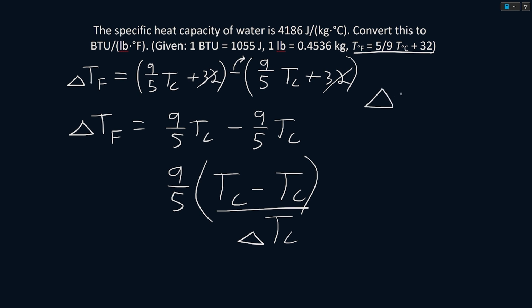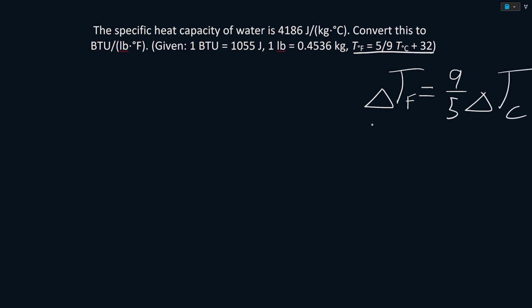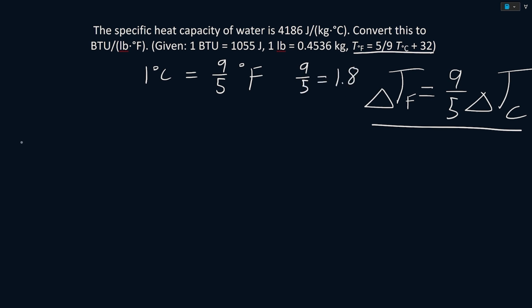Now we can say that a change in temperature in Fahrenheit is equal to 9/5 times a change in temperature in Celsius. This shows us that a 1 degree change in Celsius is equal to a 9/5 degree change in Fahrenheit. And 9/5 is equal to 1.8. Now we can do our conversion.